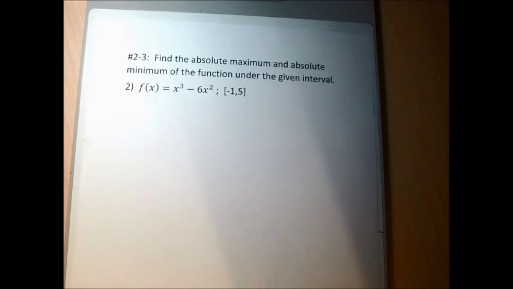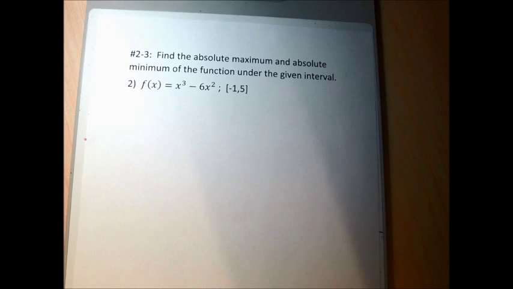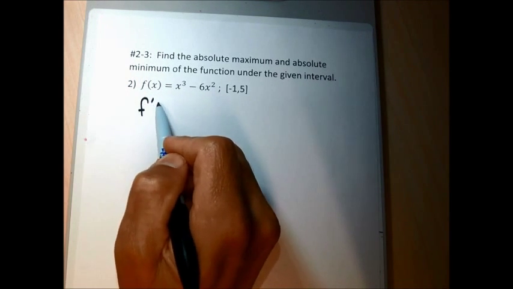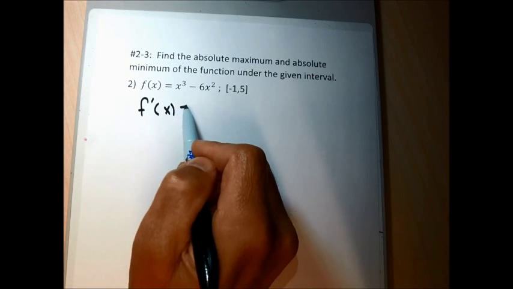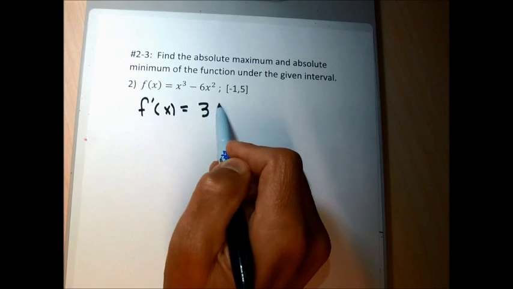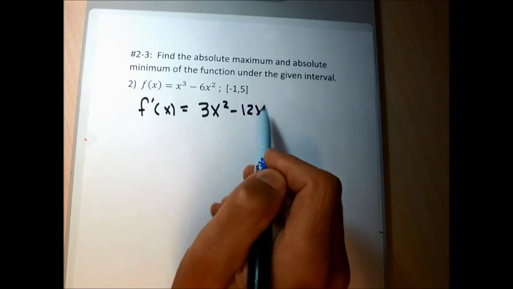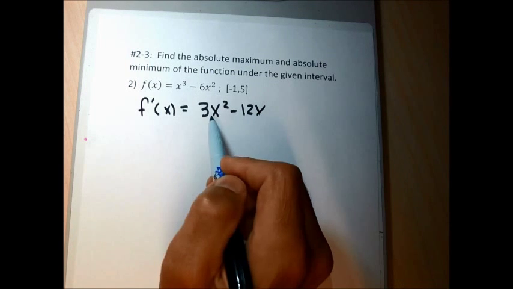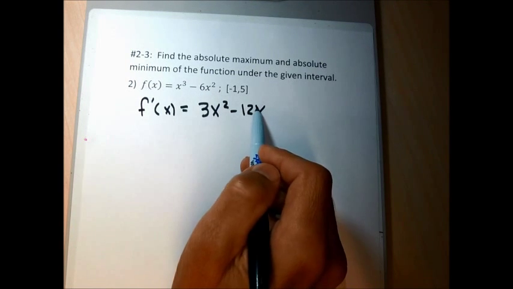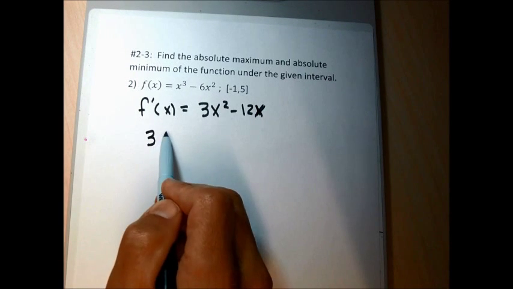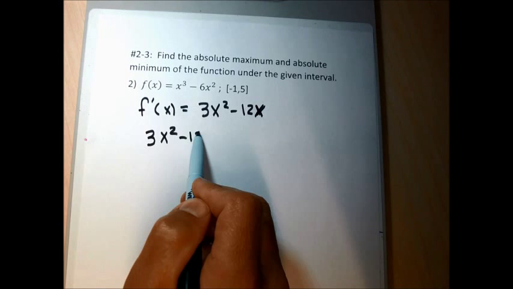2 and 3 are asking the same questions as number 1, but they don't give us a graph, they give us a function. So the first step to find the absolute maximums and absolute minimums, if you're given a function over a specific interval, is to find the derivative and find any critical numbers that are within that interval. The derivative of x cubed is 3x squared, the derivative of minus 6x squared is minus 12x. I'm going to take the derivative and set it equal to 0.